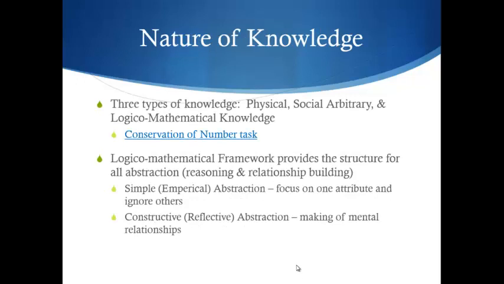In terms of the nature of knowledge, Piaget identified three different types of knowledge: physical knowledge, social arbitrary knowledge, and logico-mathematical knowledge. I want to take a moment to explain these to you. The first, physical knowledge, is defined as knowledge of properties of objects. The properties are in the object, part of the object. So the color of an object, the size, the shape, the weight, all of those kinds of things are properties of objects. They can be observed. People can know them by interacting with the objects.